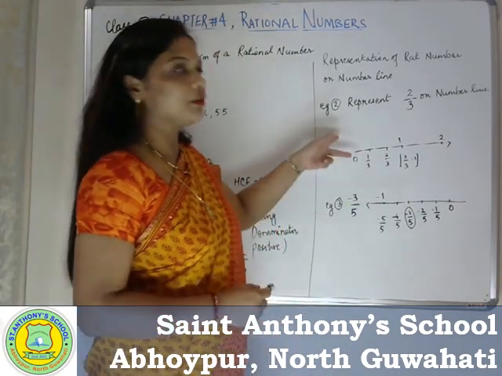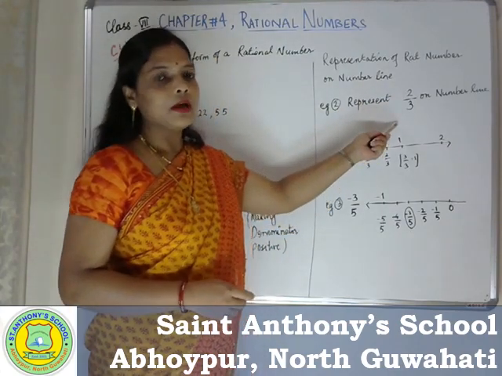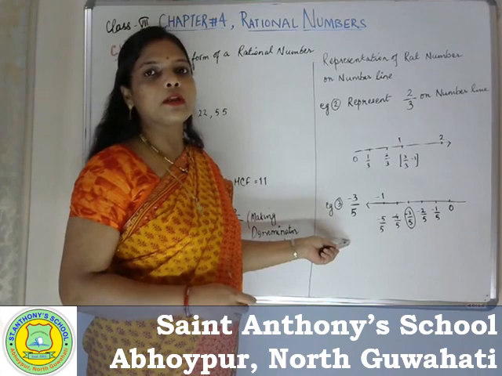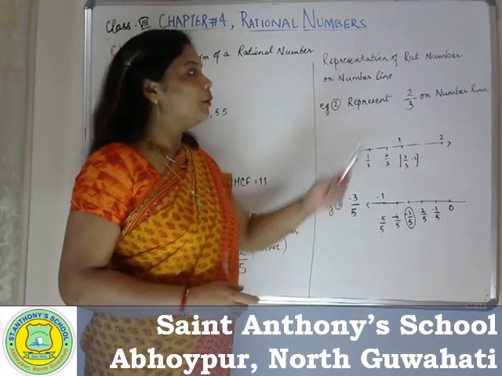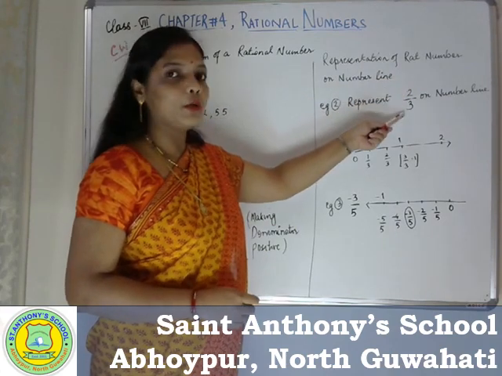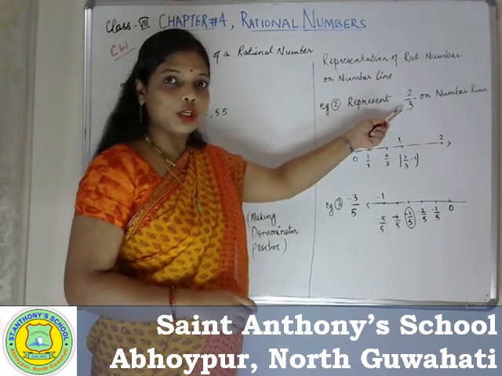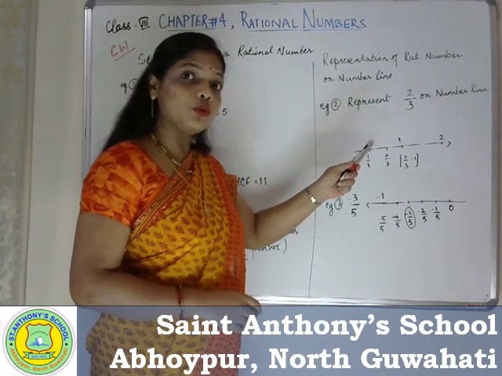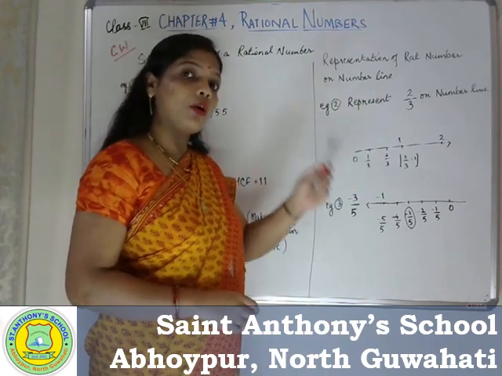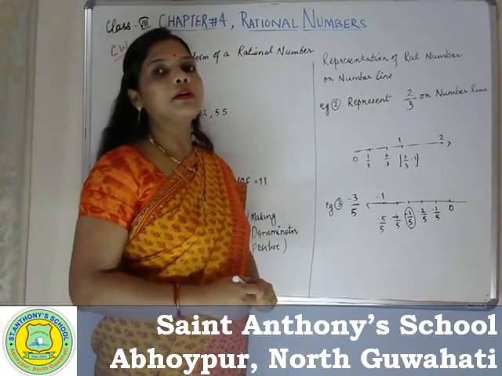Representation of a rational number on a number line. So here I am considering two cases. First, when the rational number given is positive. Another, when the rational number given is negative. I hope you remember positive rational numbers were the numbers where both numerator and denominator have same sign. 2 by 3 is also a positive rational number, and minus 2 by minus 3 will also be a positive rational number. So how to represent 2 by 3 on a number line?